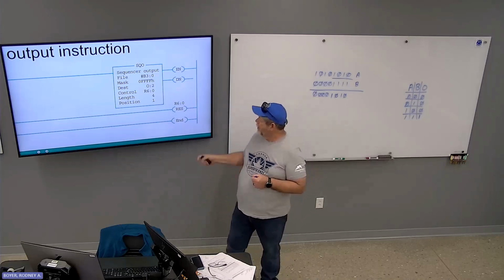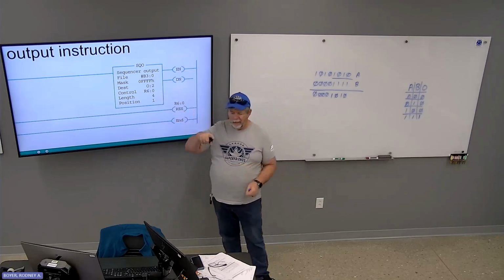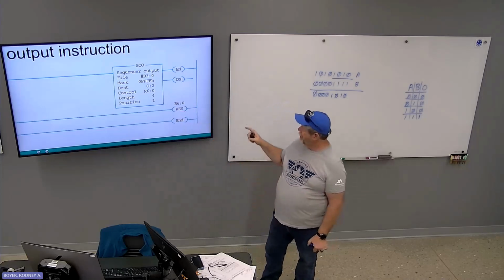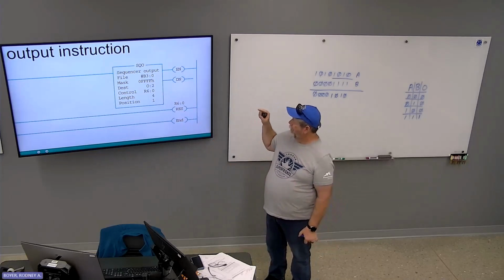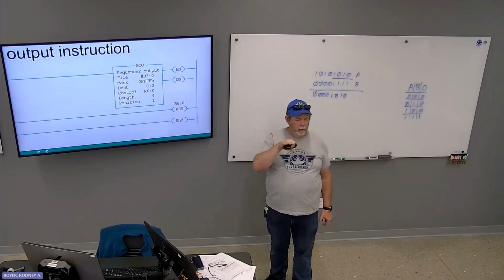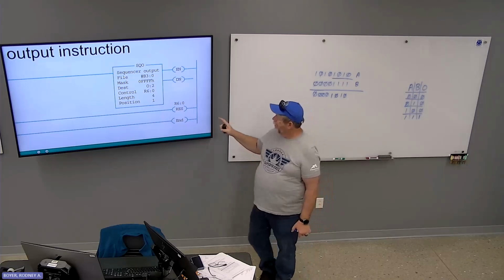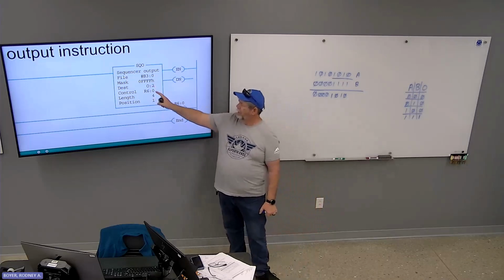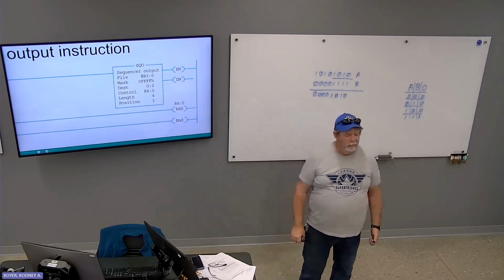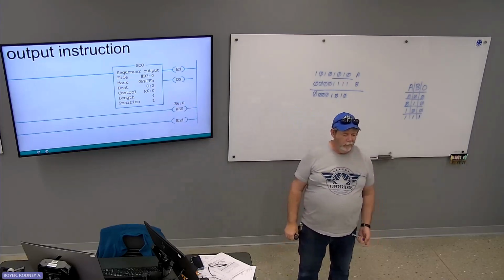Control register is just the register that keeps track of where in the sequence it is. Destination is where you're wanting to send the bit pattern. That, by the way, will throw an error when you try to verify your program.